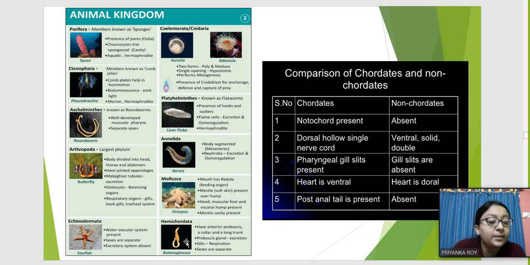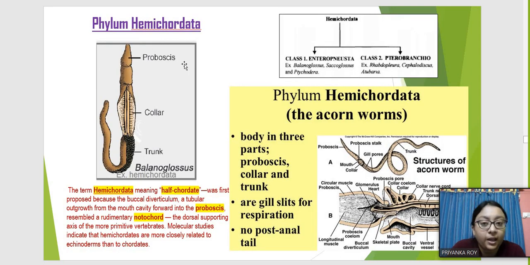Like from the name itself, you can understand that it is like semi or half chordate. So why is it called like this? Why is it called Hemichordata? They have this kind of a structure. They have a proboscis in the anterior portion, a collar, and a trunk. Their body is divided into three parts: proboscis, collar, and trunk.